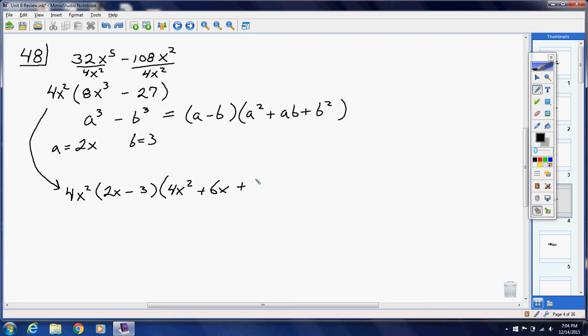All right, there we have it. Five quick sum and difference of cubes problems. I hope this is helpful for you, and I will see you in class.